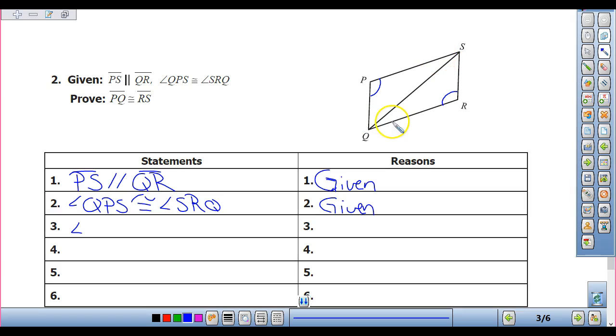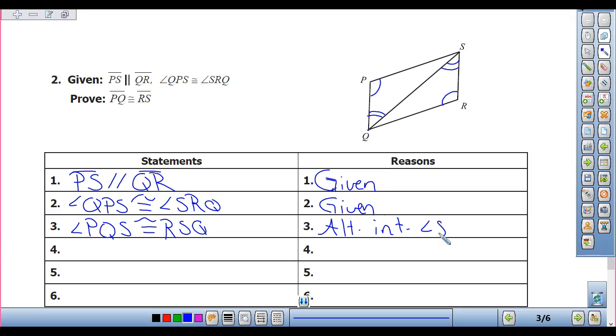Is it this side and this side, or this side and this side? Option 1 or option 2? Option 1. Alright, option 1. Boom. So mark it. Now we just have to name it. So this one's P, Q, S is congruent to, how am I going to name this one? R, S, Q. There you go. R, S, Q. And that was alternate interior angles.